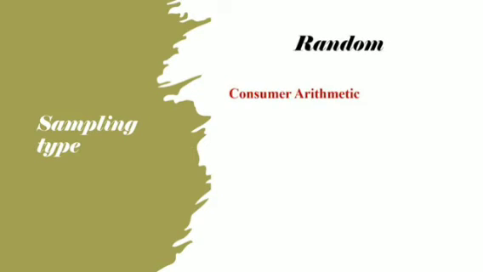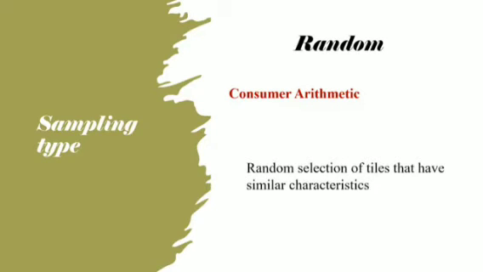Looking at random sampling, for consumer arithmetic, random sampling may mean the random selection of tiles from a randomly chosen hardware, but they must bear the same or similar characteristics. For example, you may be interested in porcelain tiles only.